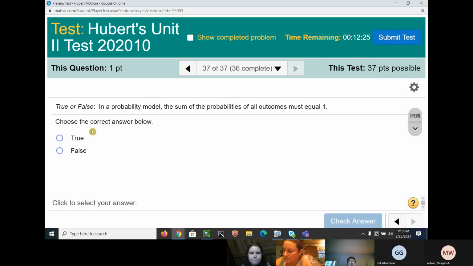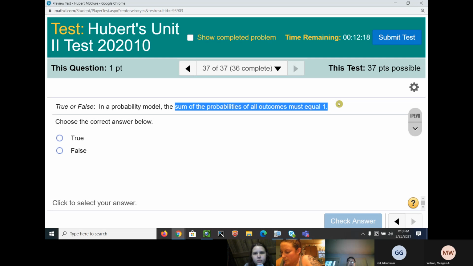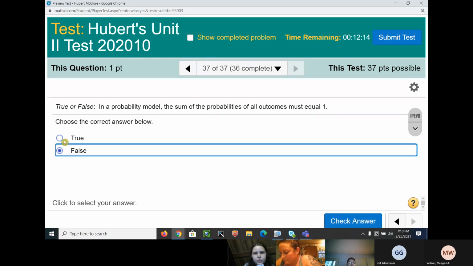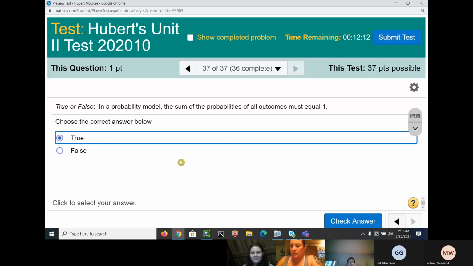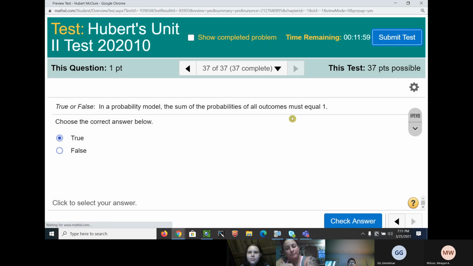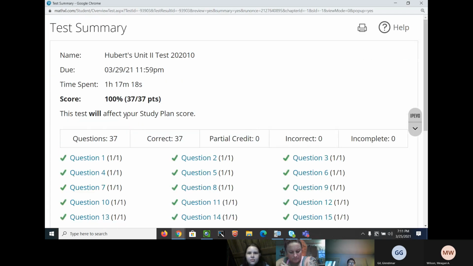And the last one is in a probability model, the sum of all the probabilities should equal what? 1. True or false? True. If you miss that one, you're an idiot. Now look at here. I did the test and I explained every question, and I still got 12 minutes left. So everybody should be able to get through this test. Look at there. I made 100.